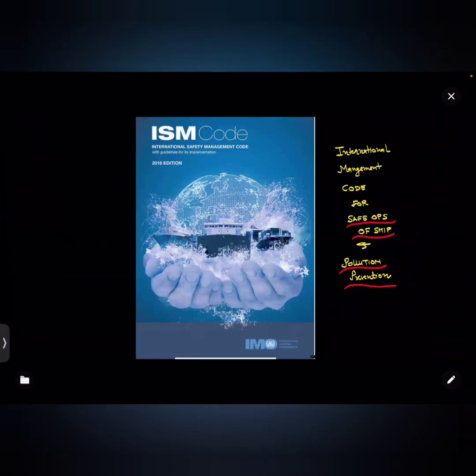ISM code is the International Management Code for Safe Operation of Ships and Pollution Prevention. What are the two objectives of ISM? One is safe operation of the ship, be it cargo operation, navigational watch, maneuvering or mooring operations. Every operation has to be injury free and should not lead to a loss of life, especially human life. And the second thing is we should not pollute the environment. So the two objectives of ISM, if asked in your oral, are safe operation of ship and pollution prevention.